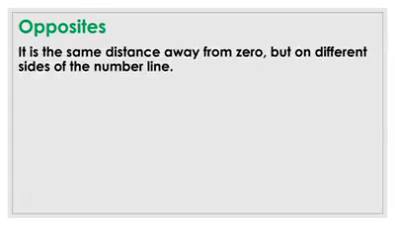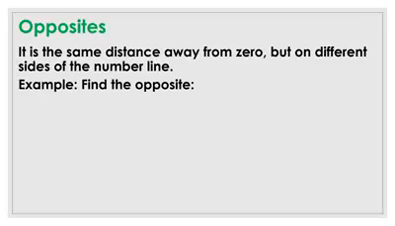Okay, class, so after discussing the properties of real numbers, we now have the opposites. When we say opposites, it is the same distance away from 0, but on different sides of the number line. So the opposite of a positive number is a negative number, and the opposite of a negative real number is a positive real number.